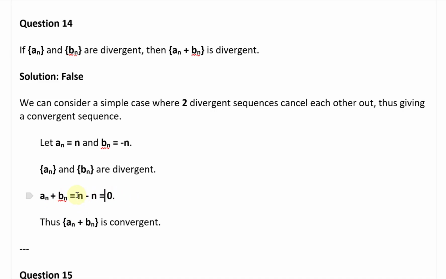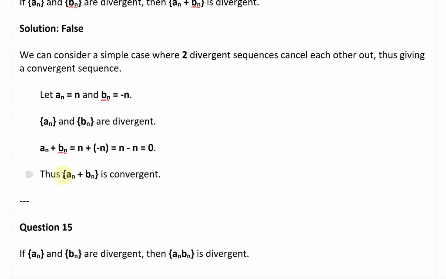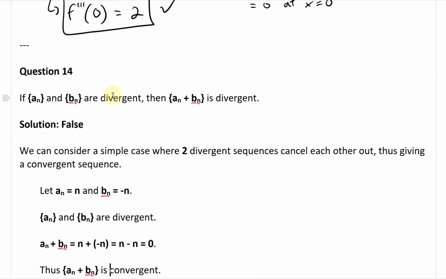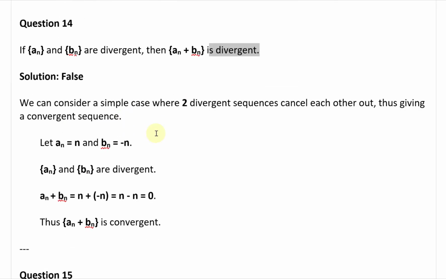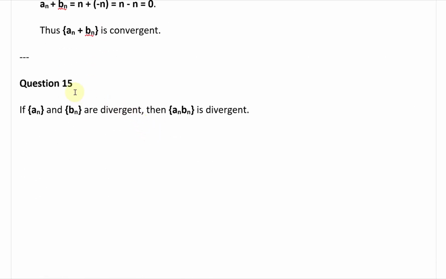So n plus a negative n, like that, equals, well, n minus n. Just for completeness, equals 0. And thus, the combination of the sequence a_n plus b_n is convergent because all the terms go to 0. So then this is false. They're both divergent in this case, but then the addition is convergent. So this is not necessarily true. Hence it's false. So let's go look at question 15 now.